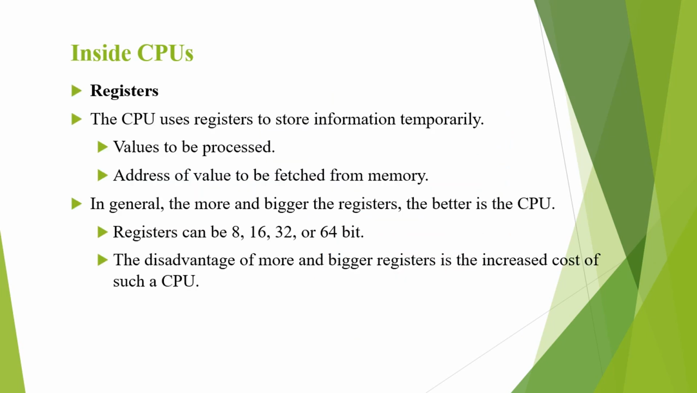Registers are used by the CPU to store information temporarily. The information can be the value to be processed by the CPU or the address of the value which is to be fetched from the memory. More registers and larger register size means better CPU operation. The registers can be 8-bit, 16-bit, 32-bit or 64-bit. But the disadvantage of having more and bigger registers is the increased cost of the CPU.